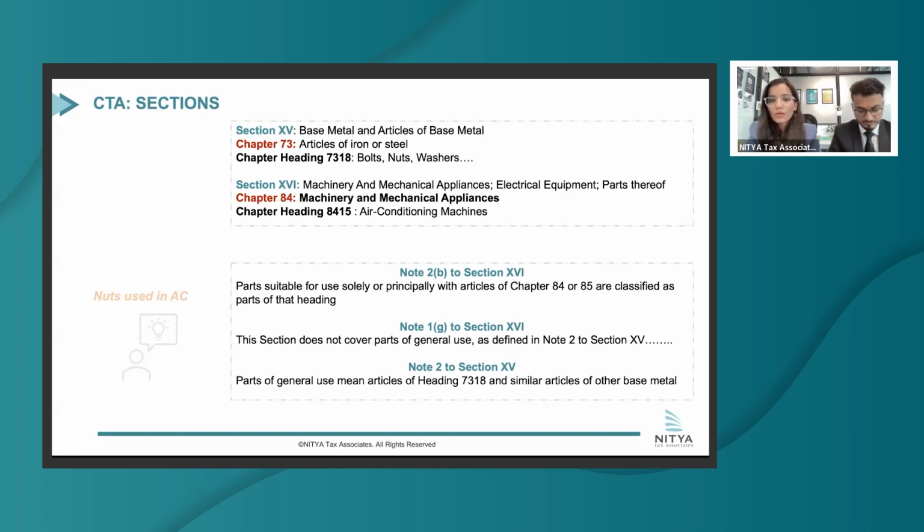So if we see all these notes collectively, notes of sections 16 and 15, they collectively aided us in classifying the nuts correctly. Because if we read only note 2 to section 16, we will classify it as parts of AC. But when we go to note 1 of section 16 and note 2 of section 15, we realize that the correct classification is under their specific heading, that is 7318.